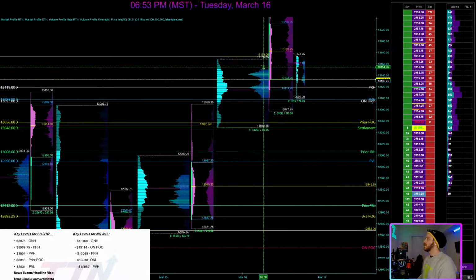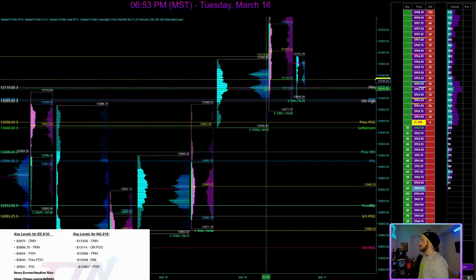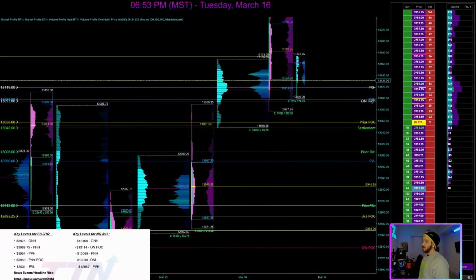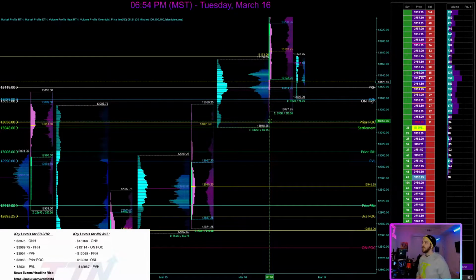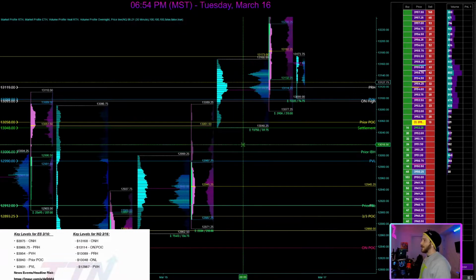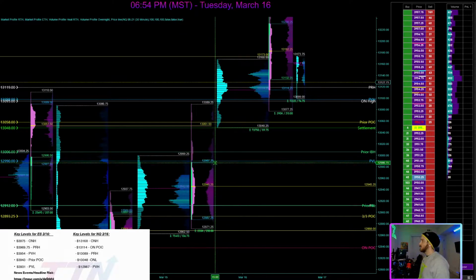Second level was overnight point of control. That was 13.114. You can see that right here, overnight POC. The third level was the prior range high, 13.8925. Fourth level was the overnight low, 13.48. And last but not least, we had that prior value area high at 12.987.